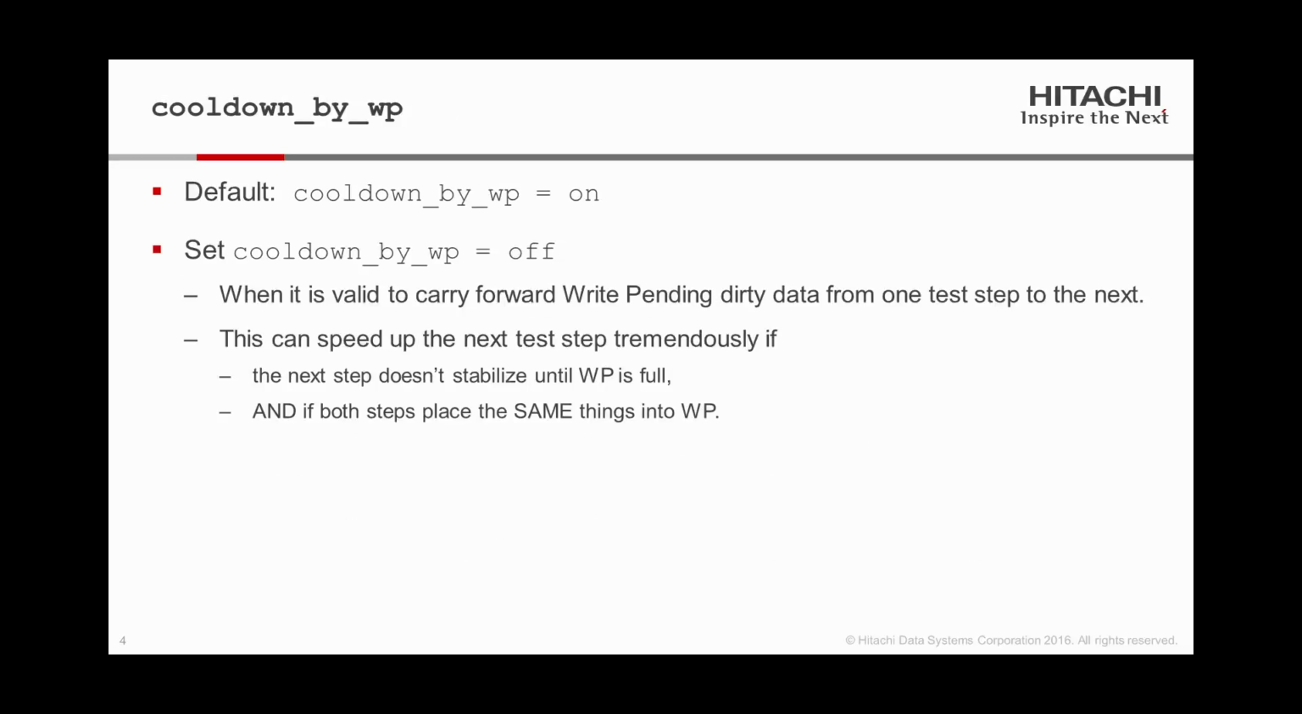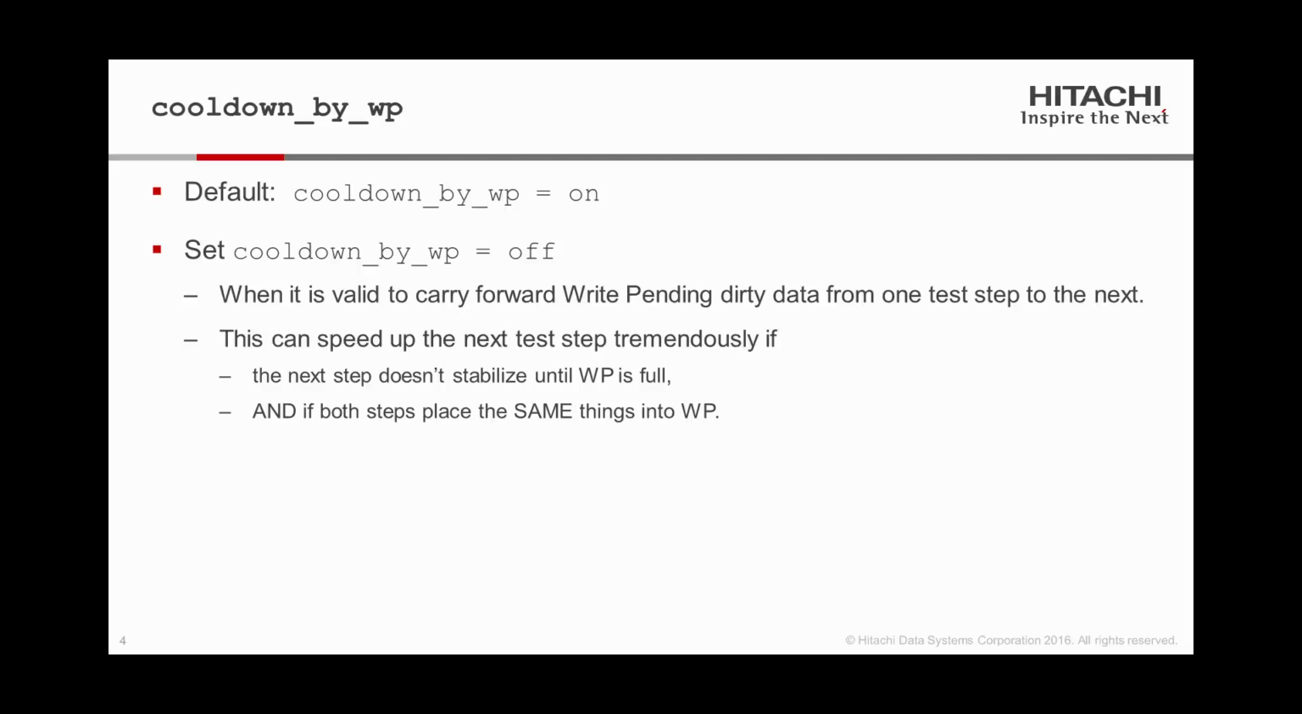Cooldown runs for at least one subinterval, and by default, the cooldown by write pending parameter equals on. What the cooldown by write pending parameter does is it runs for one subinterval, and then if write pending isn't empty, it sends out IOPS equals 0 and runs for another subinterval, etc. And then finally, when write pending is empty, then cooldown will be finished.